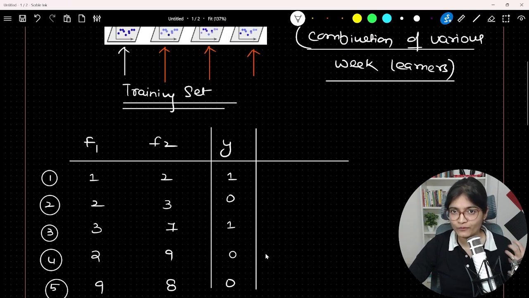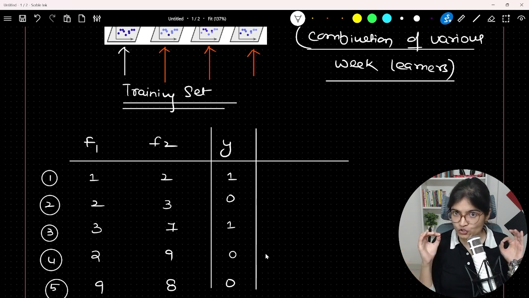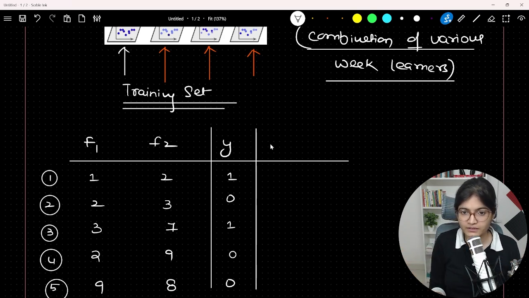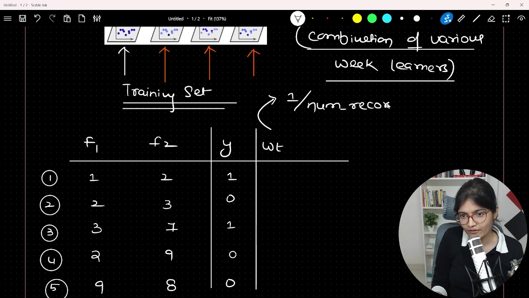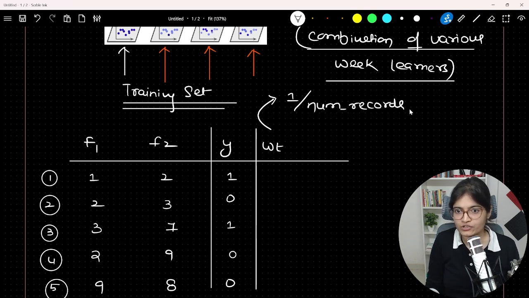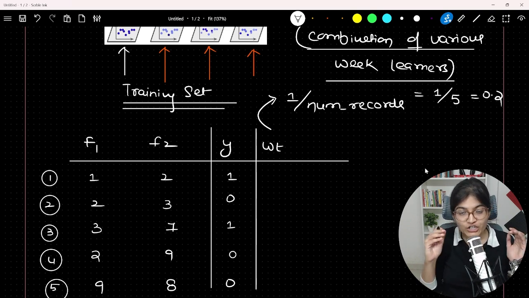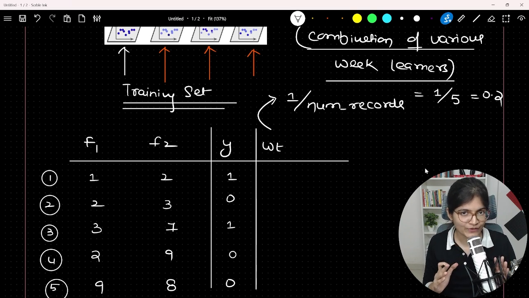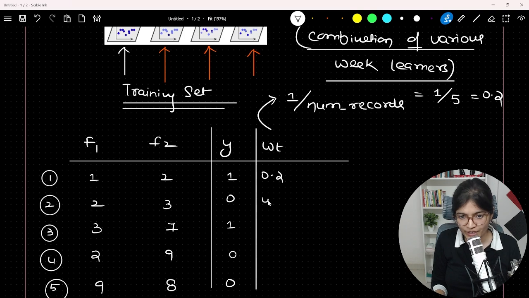So there must be an initial weight initialization. Always remember, in this model the initial weight our model assigns internally is 1 divided by the number of records. In this case we have 5 records, so it is 1 divided by 5, which equals 0.2. Initially every record has the same weightage because we are just starting our algorithm. So every record has a weightage of 0.2, 0.2, 0.2, 0.2, 0.2.